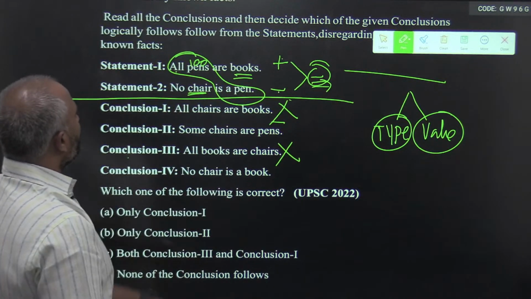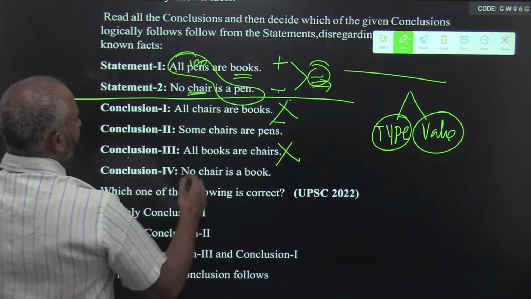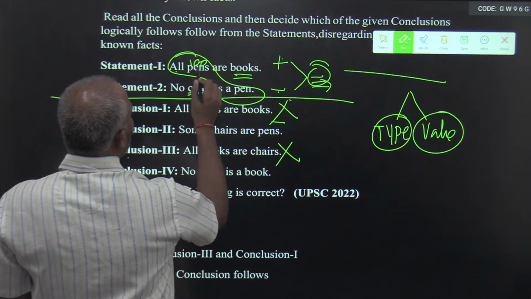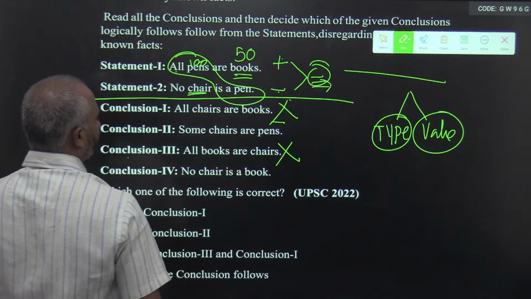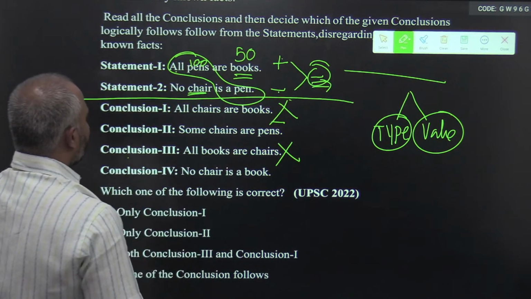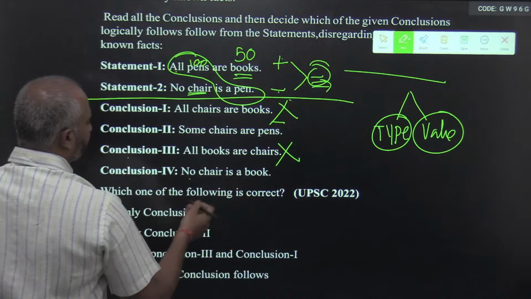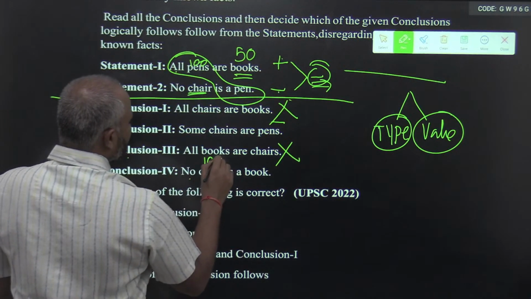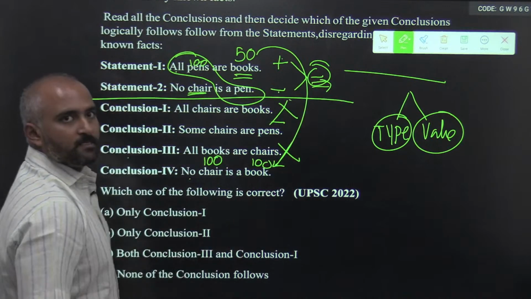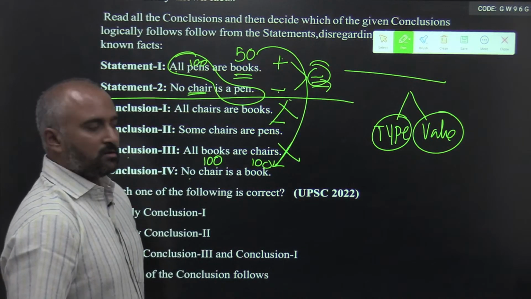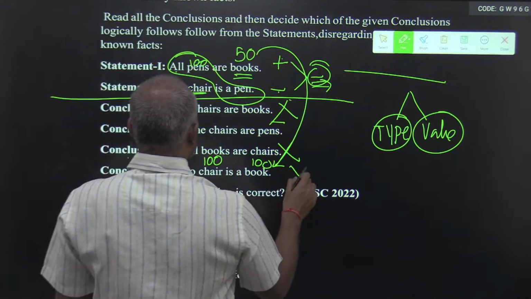Next, no chair is a book. You see, what is the value? All 50. This is a positive statement, right? That means book has a value of 50. When you say no chair is a book in an option, this is 100. Can 50 become 100? No. So that's why this is also wrong.